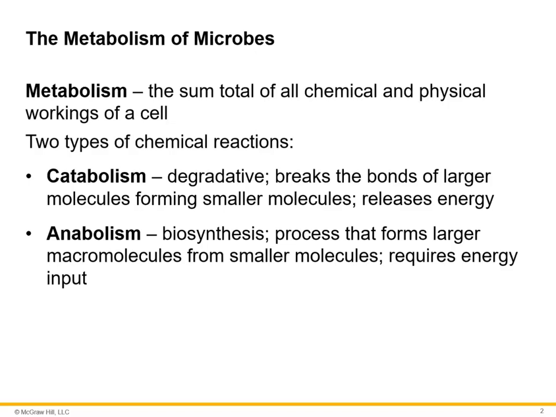And there's two types of chemical reactions: catabolic reactions and anabolic reactions. Catabolic reactions break large molecules down into smaller molecules, and this releases energy. Anabolic reactions are the exact opposite. You make large molecules out of smaller molecules, and it requires energy.